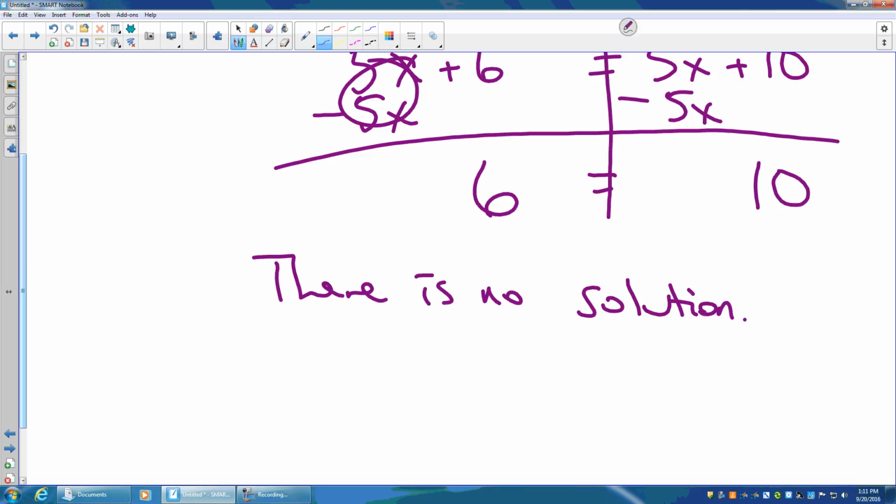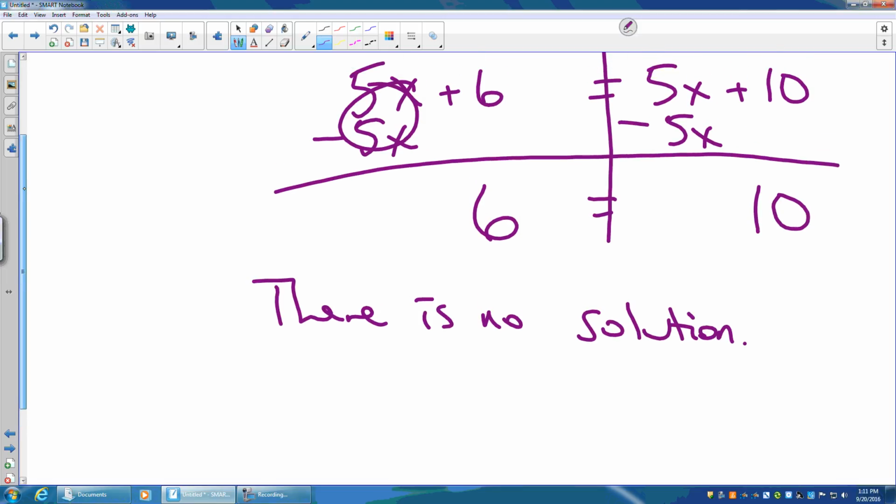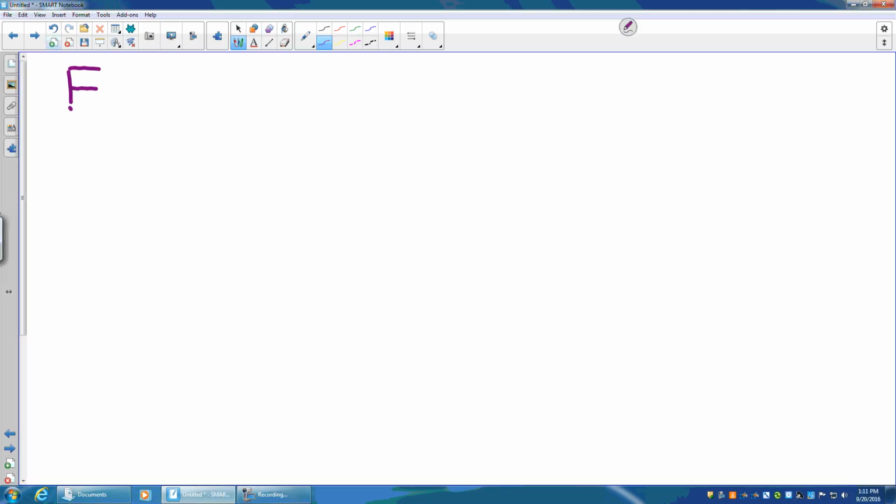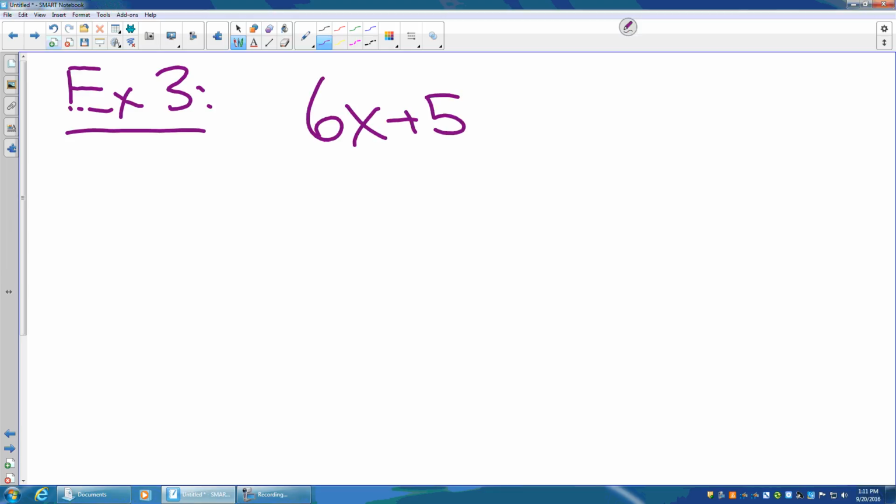Now that's not the only weird thing we're going to look at today. There's going to be one other type of equation, and I'm going to give you this last example, and then I'm going to have you guys try a couple on your own. So this next example, example 3, has a different type of answer. Let's take a look at it together. 6x plus 5 minus 2x equals 4 plus 4x plus 1.